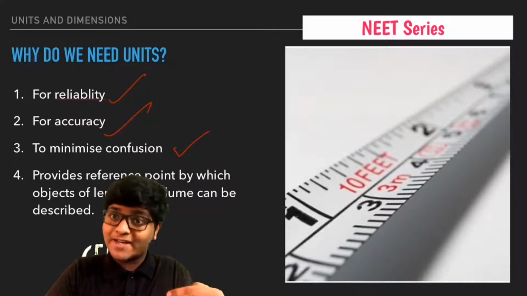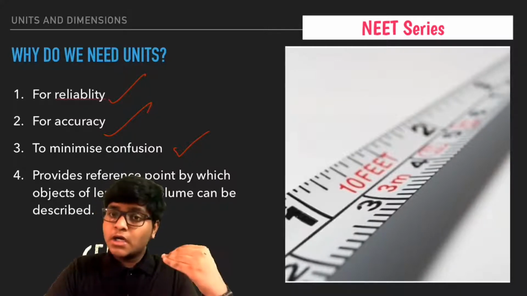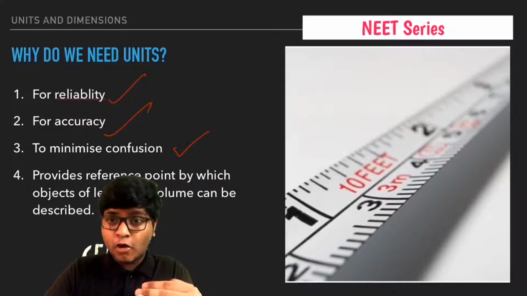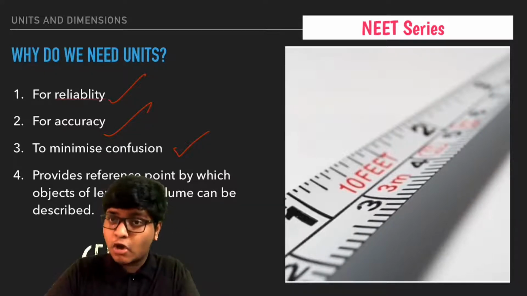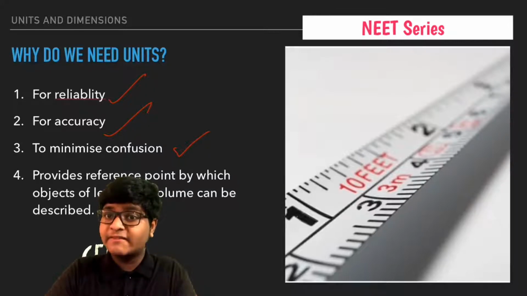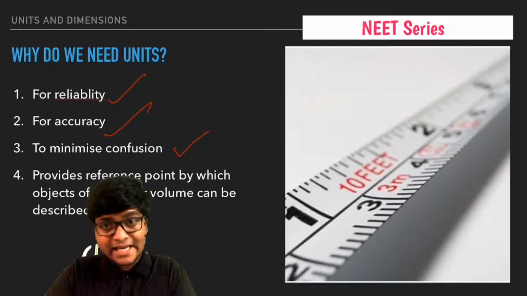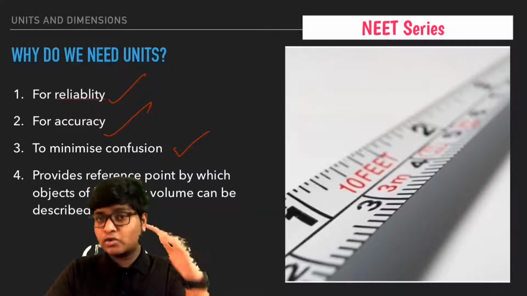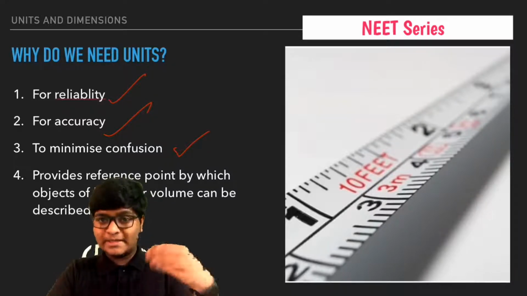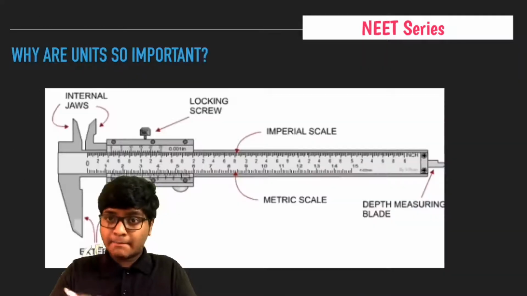It provides reference points. If you want to calculate the area of a solid or the volume of a solid, you need some reference point, and those reference points are given by the units. So 3 centimeter cube is a volume, and 3 centimeter square is a unit of area. Like that you have to know. There are several kinds of units, and we will be discussing them in the upcoming slides.